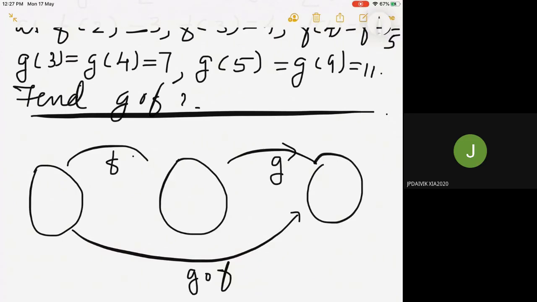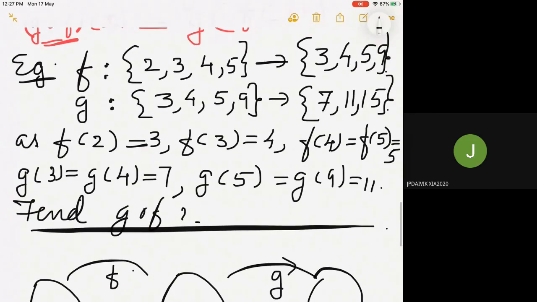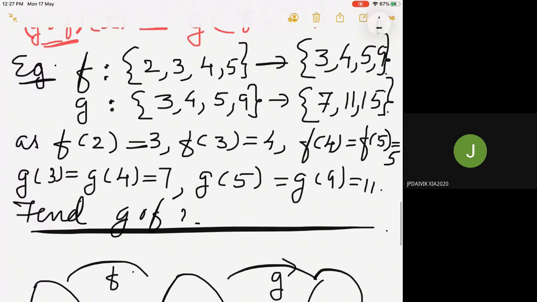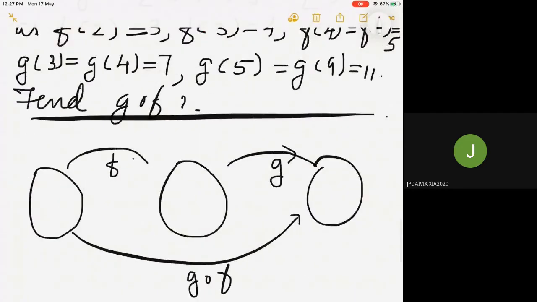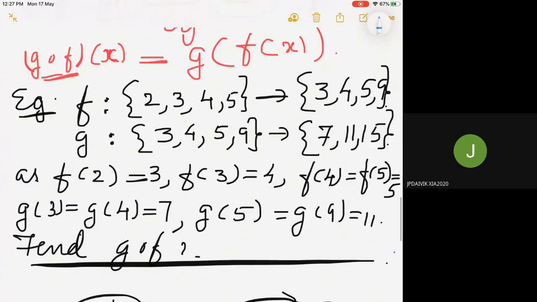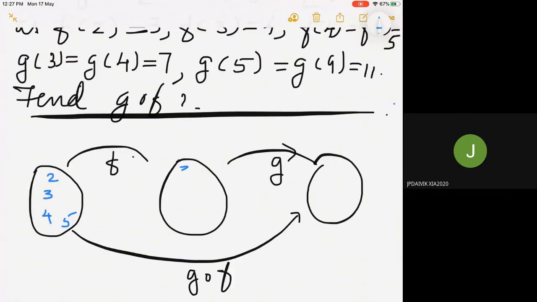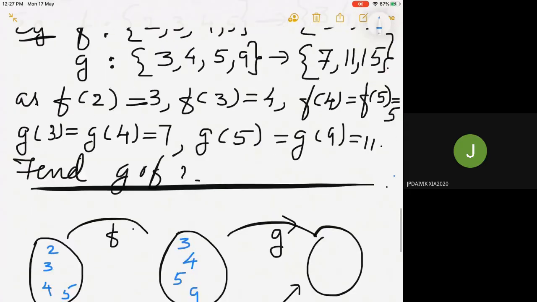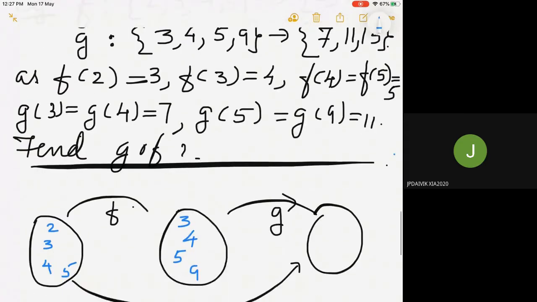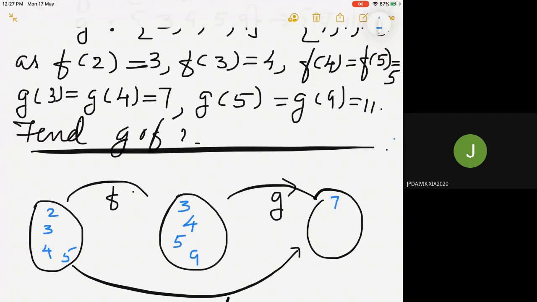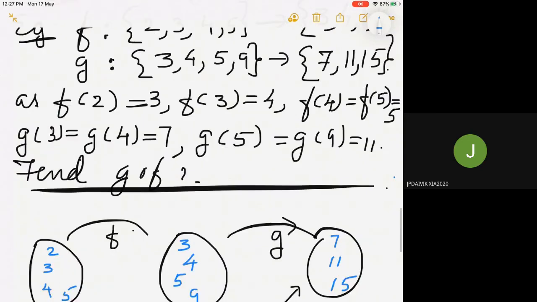The first one is f is defined from word to word. We can see it is defined from 2, 3, 4, 5. So we have the elements now. Here 2, 3, 4, 5 and 2, 3, 4, 5, 9. So 3, 4, 5, 9. And the second g is from 3, 4, 5, 9 to 7, 11, 15. So here itself you can draw the figure and tell.